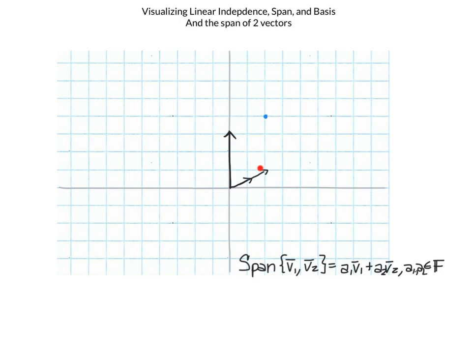Now let's say we scale our v1 vector by something smaller than 1. So let's say we have 1/2 of v1, and we want to add that to v2. I'm going to move my vectors for my vector addition, and I'm going to get this point here. And then if we multiplied a1 by something even smaller than 1/2, let's say we multiplied it by 0, we would just get v2.